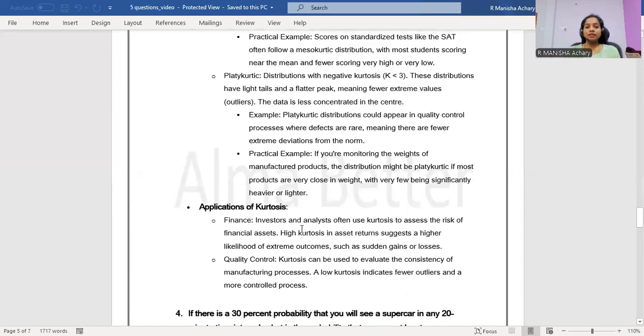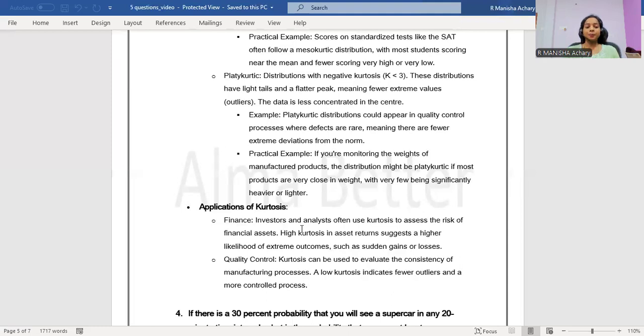For example, a platykurtic distribution could appear in quality control processes where defects are rare, meaning there are fewer extreme deviations from the norm. In a practical example, if you are monitoring the weight of manufactured products, this distribution might be platykurtic if most products are very close in weight, with very few being significantly heavier or lighter.